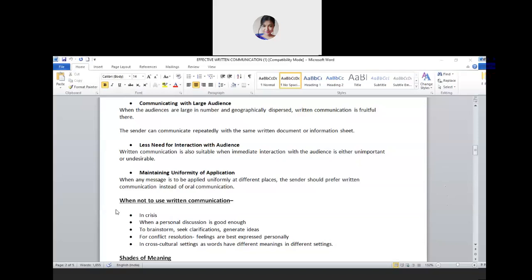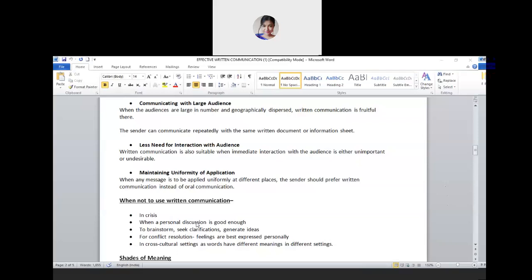When not to use written communication. Now, I'll be explaining when you're not supposed to use written communication. In these particular situations, you are not supposed to use the written mode of communication. In crisis, you cannot just wait for the receiver to read and understand the message, because you need to quickly share the information, you need to quickly send the message.